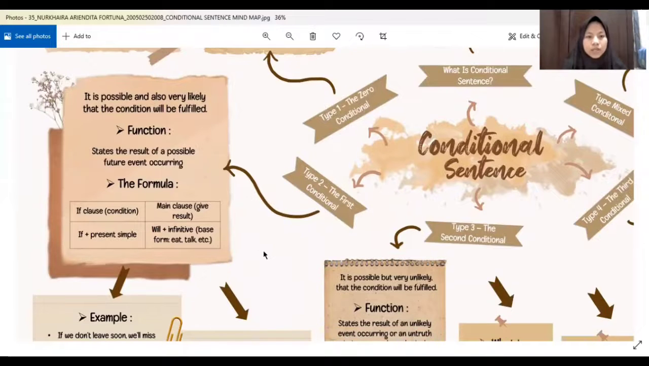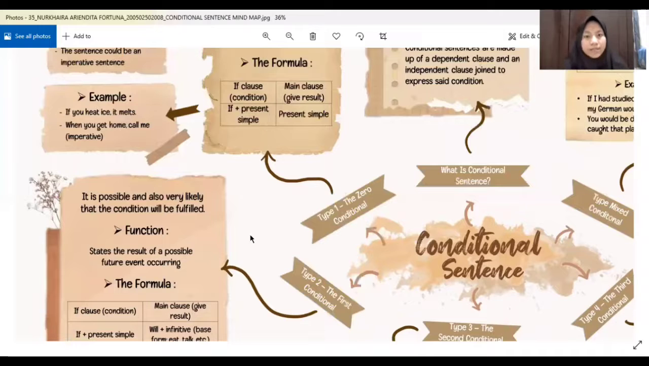For the first conditional, it is possible and also very likely that the condition will be fulfilled. It is pretty similar to type 1, but there is something that makes type 2 different from type 1. You can see here the function is that it states the result of a possible future event occurring. So basically, what makes the difference between type 1 and type 2 is that type 2 is about a future event and type 1 is about the present event.